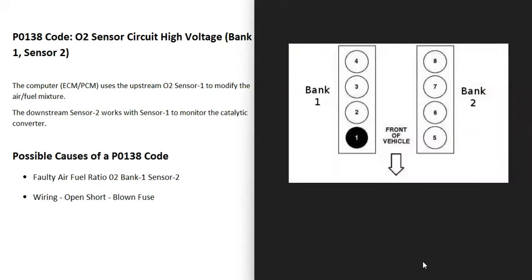And if you have a V6 or V8 engine, you're going to have two banks. If you find the number one cylinder on your engine, then that's going to be Bank-1, and the opposite of that would be Bank-2. If you have a four-cylinder engine, then it wouldn't matter. You'd only have one bank.